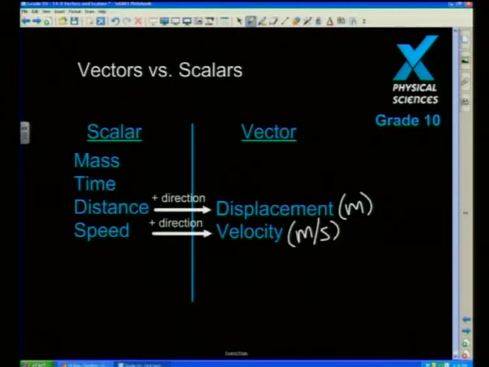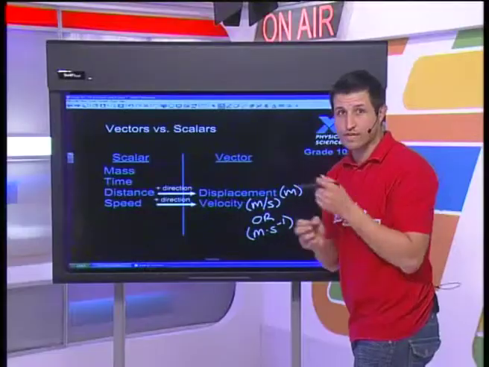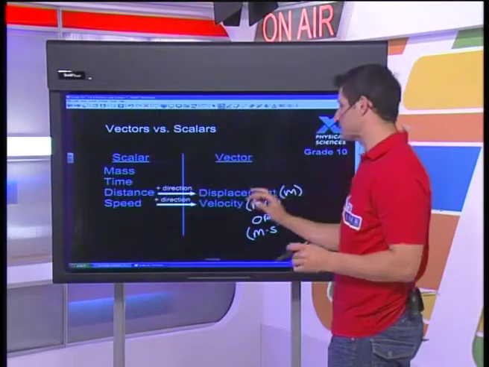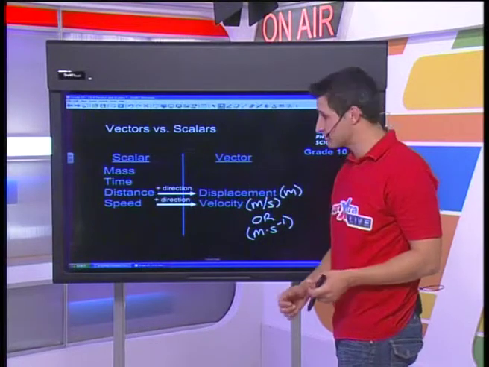Now, I'm just going to drop this because a lot of people are probably going to be asking this. Or you can say m dot s to the power minus 1. Those of you that have done exponents before know that seconds to the minus 1 means that second goes down to the bottom of that fraction. So I've got distance. I can change it into displacement if I give it a direction.